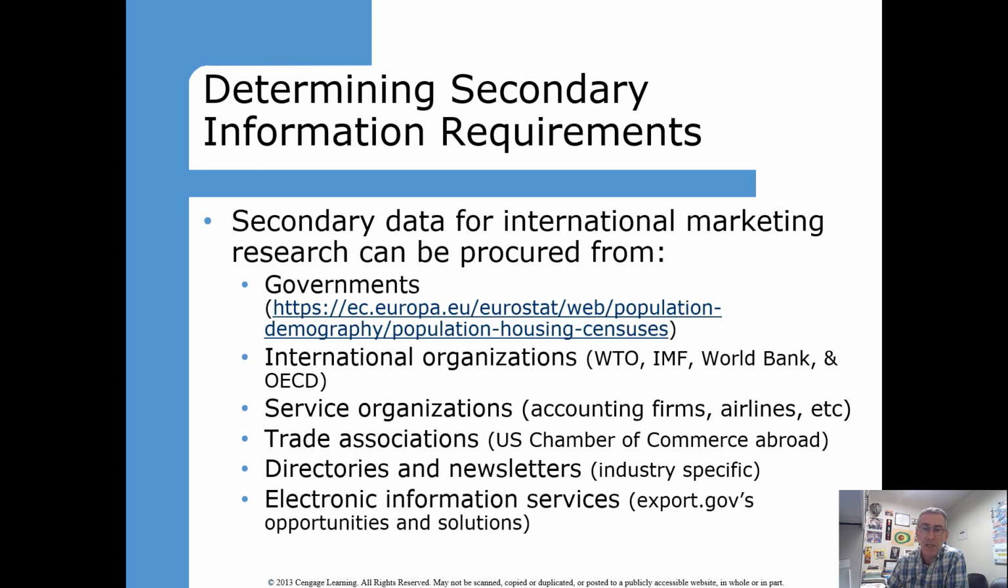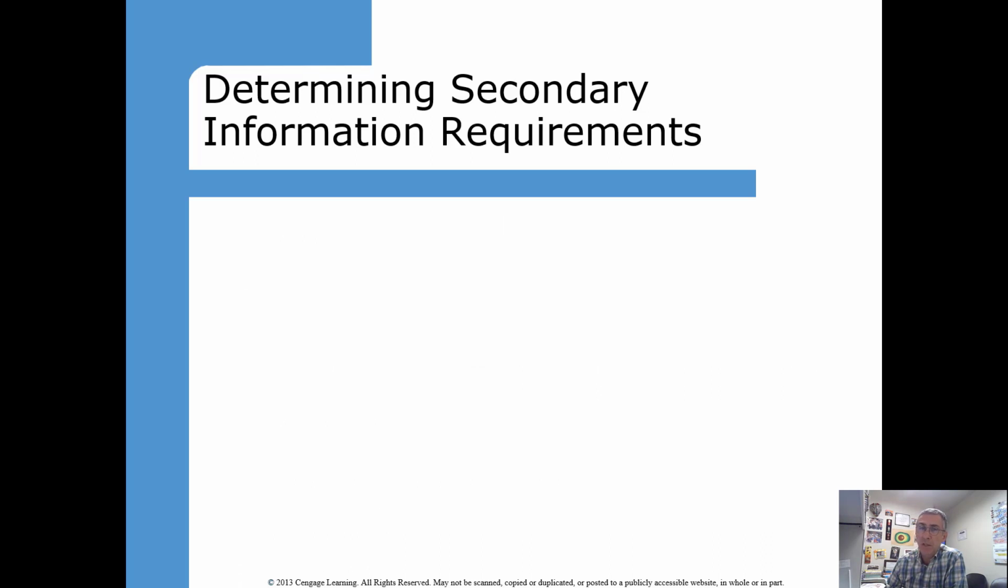Electronic information services: export.gov has an incredible amount of resources just in terms of data sets that they collect, but also, as we know from other classes, this is probably where you would start to figure out how to export to another country. And of course, data from other companies, maybe they'll publish. Publicly traded companies sometimes will publish data, and you can take that and use that with a grain of salt.